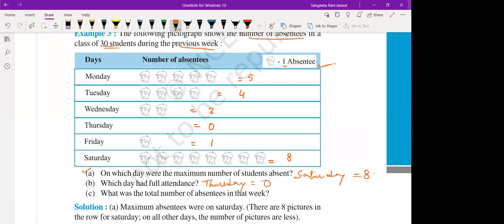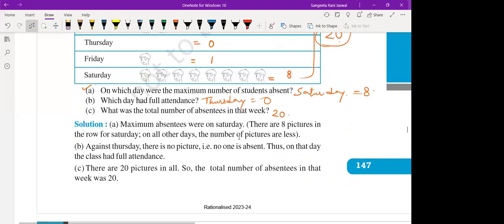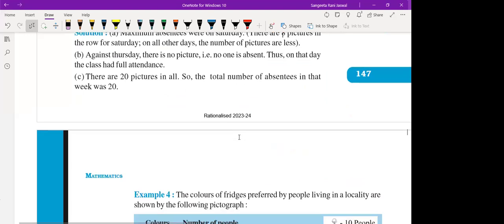What was the total number of absentees in that week? In the complete week, what was the total number of absentees? Ma'am, 20. Okay, let's see. 10 and 10, 20. So that means total number of absentees in the complete week was 20. You got it now? Yes, ma'am. I hope everyone is understanding. If you have a doubt, you can ask.